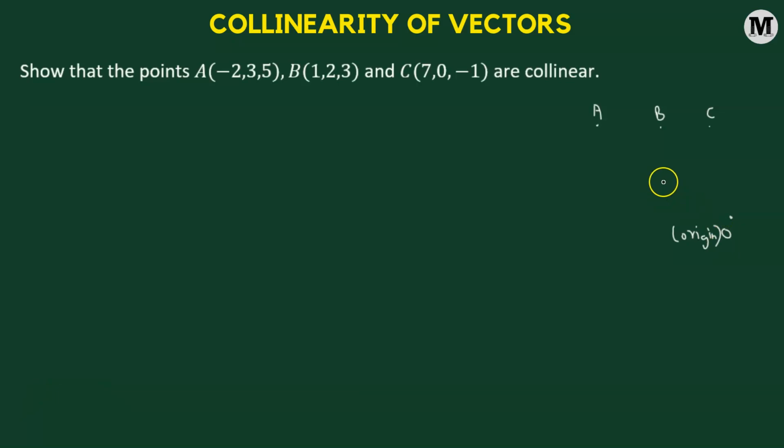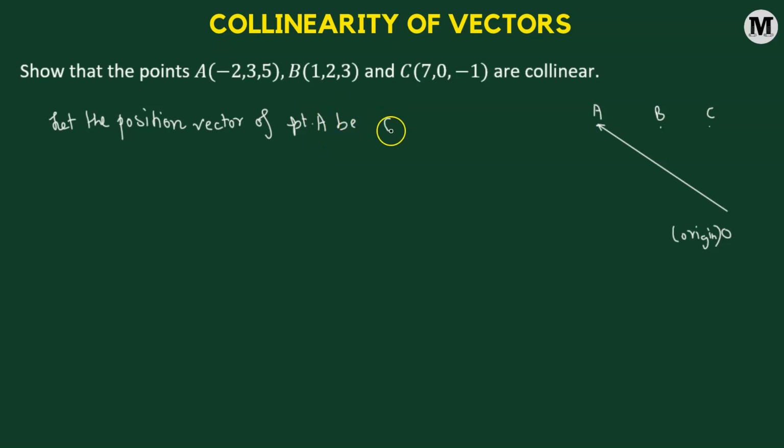Our next task will be to define the position vector of point A. All you have to do is join point O and A with the help of a directed line segment. Now that we have joined O and A with the directed line segment, that means it's a vector going from O to A. So let the position vector of the point A be defined by OA vector. Now our next goal will be to find the value of OA vector.